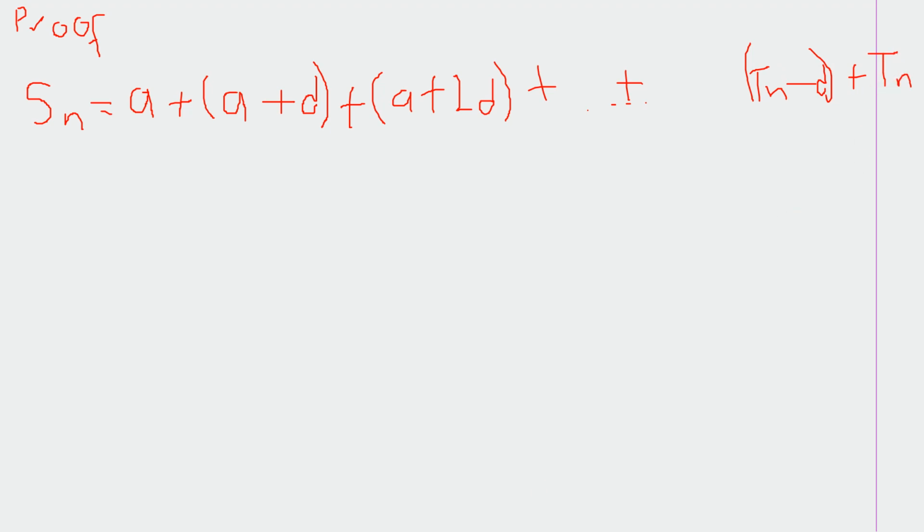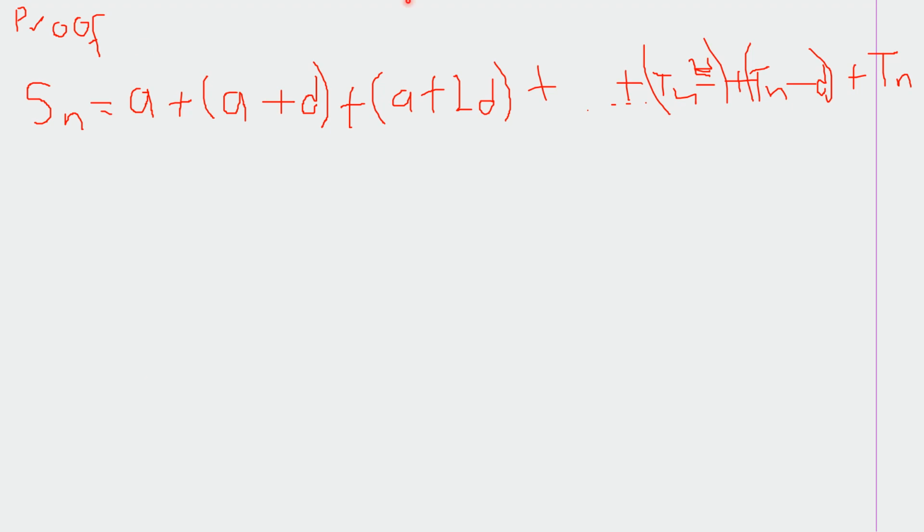Then when you move backwards again for the last time, you will have Tn minus 2d. Actually, I don't have space there. Please forgive me about that.